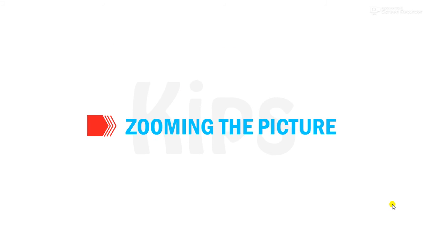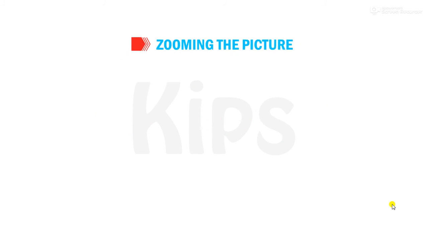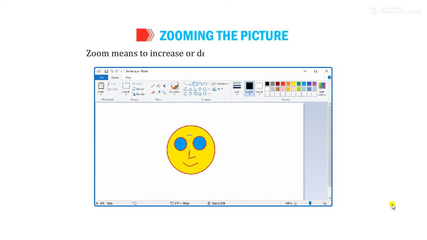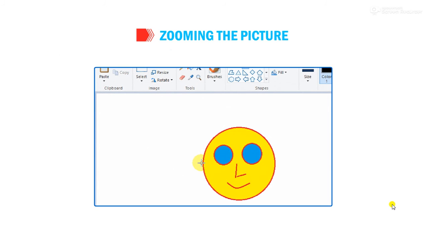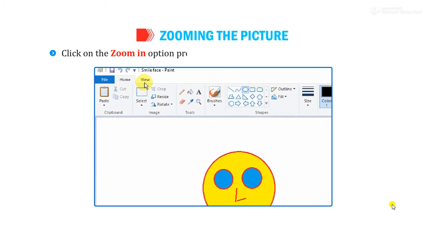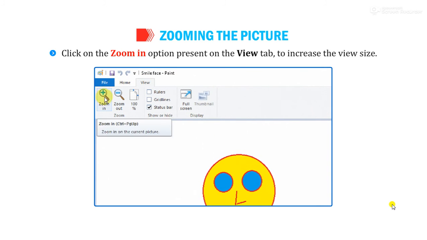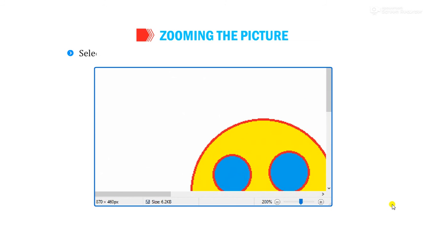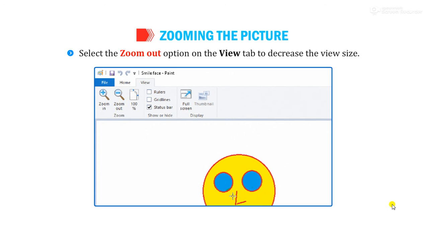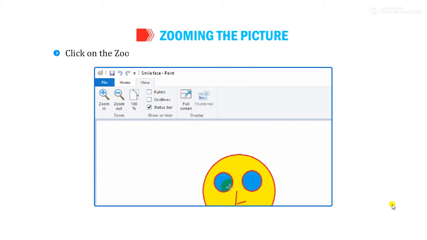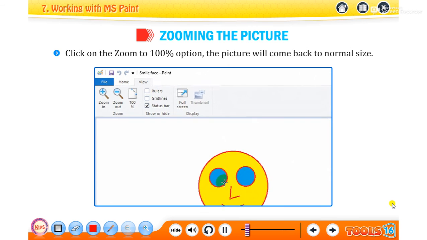Okay students, let us see how to zoom the picture. Zoom means to increase or decrease the view size of the object on the screen in any ratio. Draw a smiling face. Click on Zoom In option present on the View tab to increase the view size. Select the Zoom Out option on the View tab to decrease the view size. Click on Zoom to 100% tool. The picture will come back to normal size.